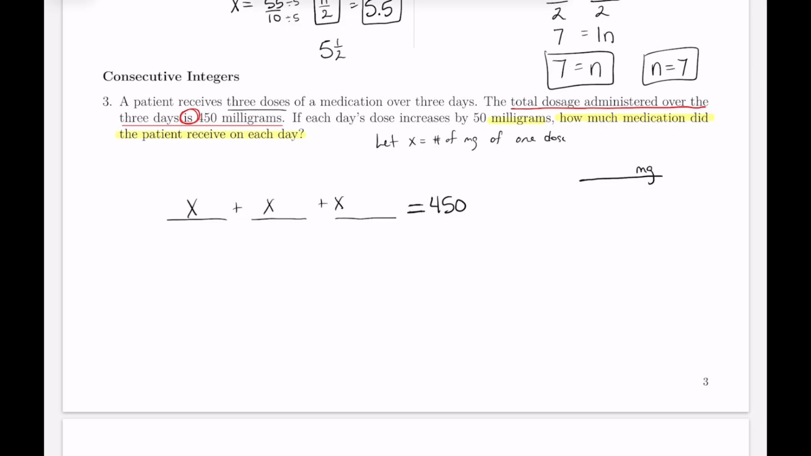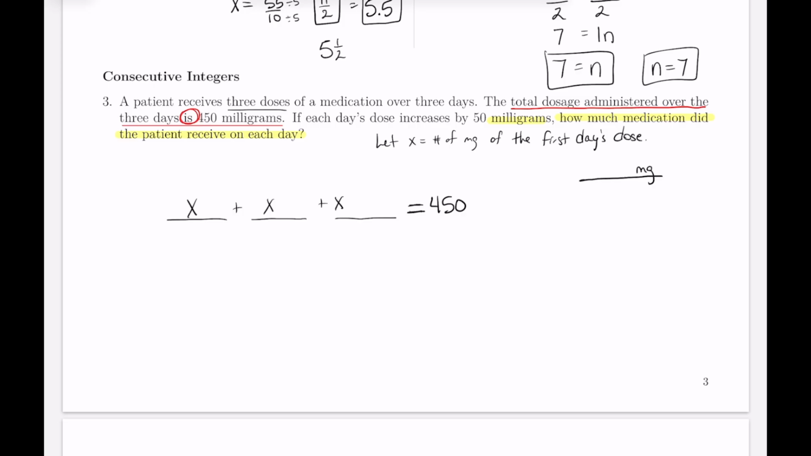But that's only true if it's the same amount every day, and it's not. So here's how I'm going to get around this. Instead of saying let X be the number of milligrams of one dose, I want to make a slight adjustment on this. And I know that seems silly, like, man, why are you taking the time to write this out? Let X be the number of milligrams of the first day's dose. Okay? Because here's why.